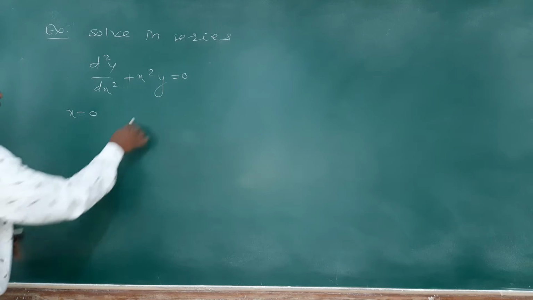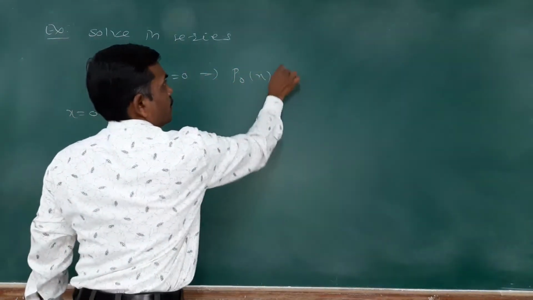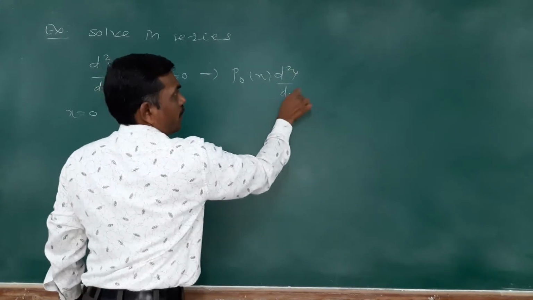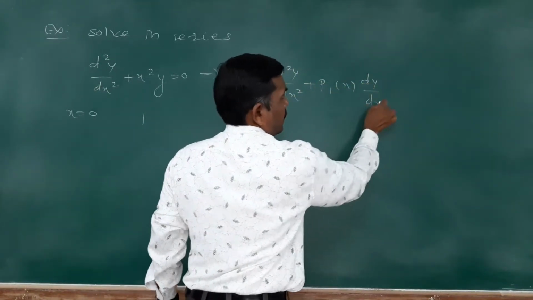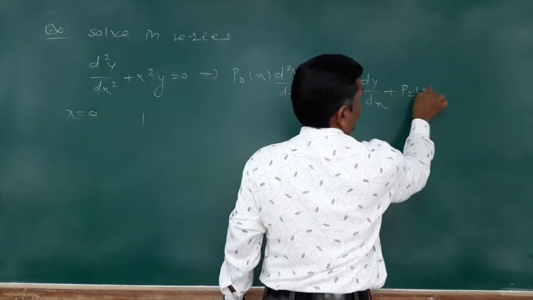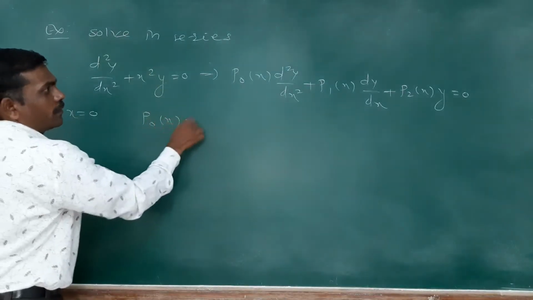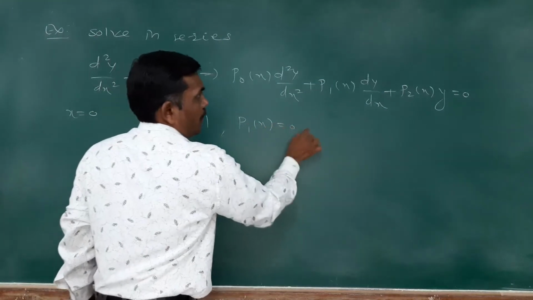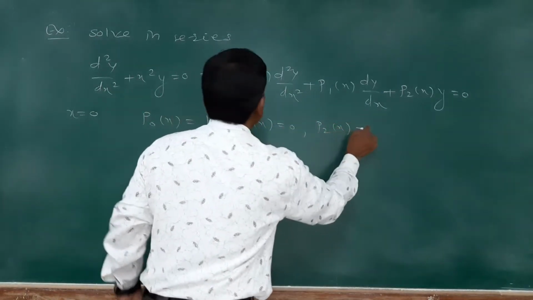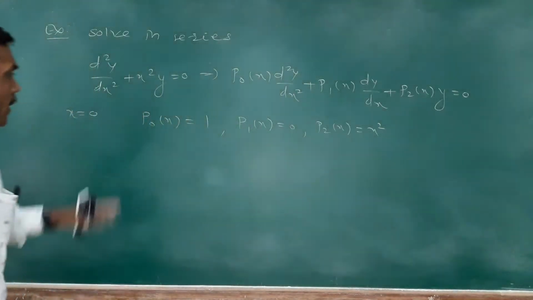For that I have to compare this equation with p0(x) d²y/dx² + p1(x) dy/dx + p2(x) y = 0. Compare and tell me the value of p0(x). p0(x) is 1. Then p1(x) is 0. And p2(x) is, yes, x². Clearly.